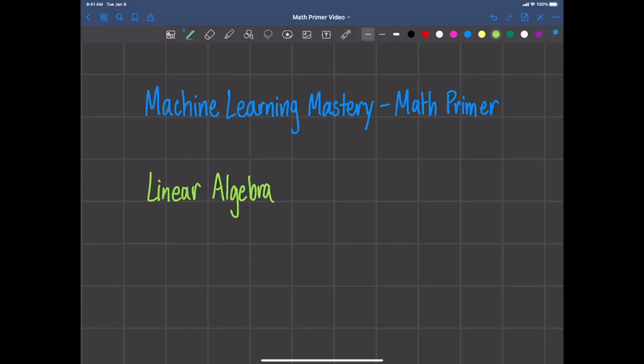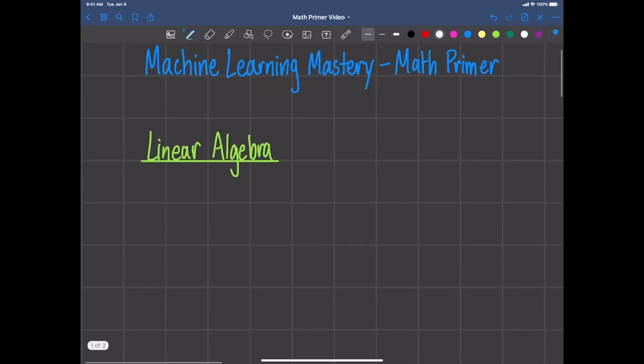It's a bit unconventional since linear algebra usually comes after calculus in most curriculums, but I think starting with linear algebra is fundamental to understanding the underlying data structures behind machine learning. So we're going to start off with scalars and vectors.